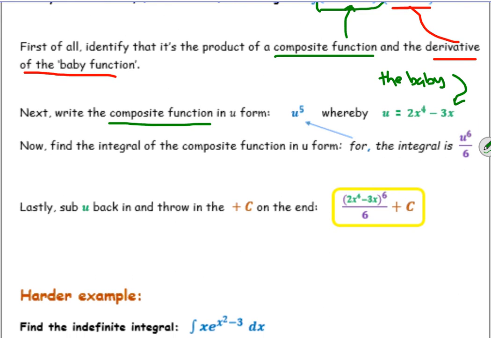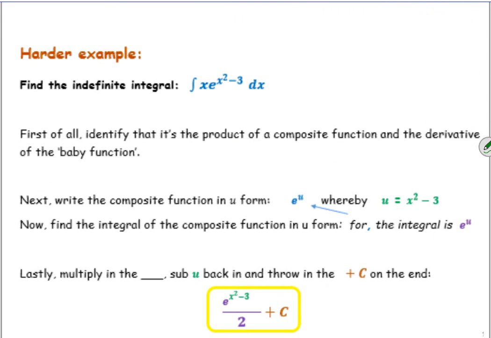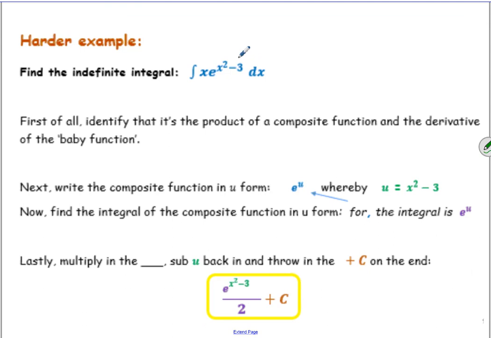So, harder example. Notice, what is the derivative of the baby? 2x. Has it been multiplied by the derivative of the baby? No, but it's been multiplied by half the derivative of the baby. So that's a bit more thinking. That's always more annoying when that happens.